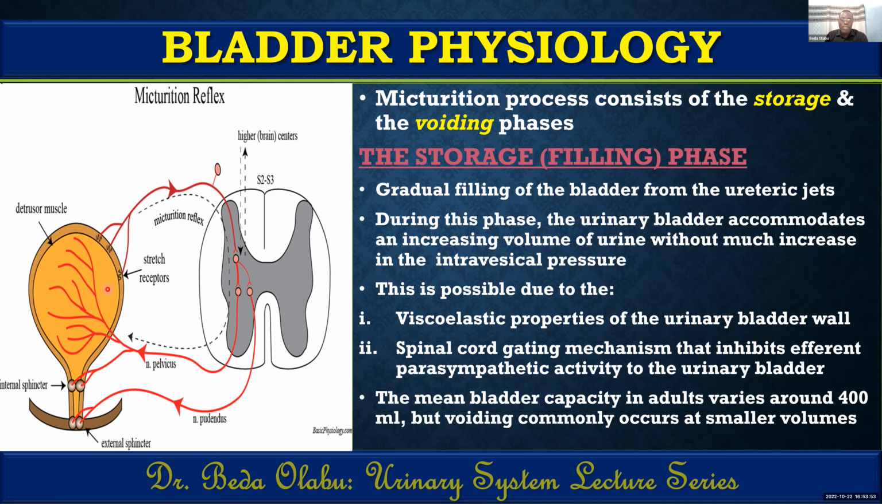The mean bladder capacity in adults will vary around 400 ml, but for practical purposes, most people will have already voided before it even reaches 400 ml. So we tend to void earlier than the maximum capacity.